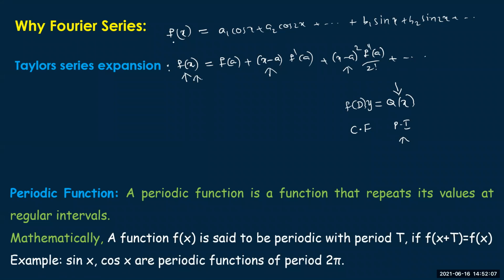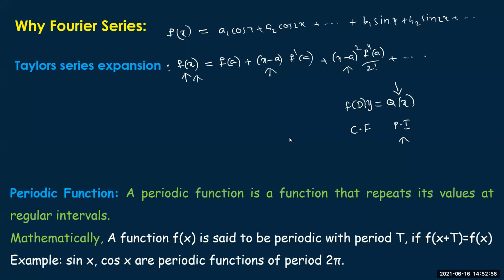But see, before proceeding further, as we are representing every function in terms of periodic functions, let us once recall what is actually a periodic function. A periodic function, as you can see here, is a function that repeats its values at regular intervals. For each interval, the same thing will be repeated continuously. Mathematically speaking, a function f of x is said to be periodic with period T if f of x plus T is equal to f of x. If you take, for example, sin x or cos x, they are all periodic functions of period 2 pi.